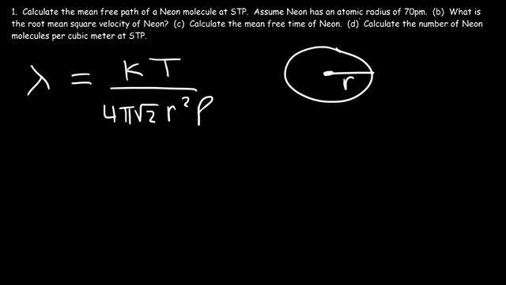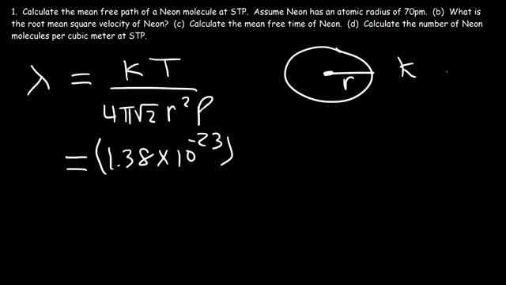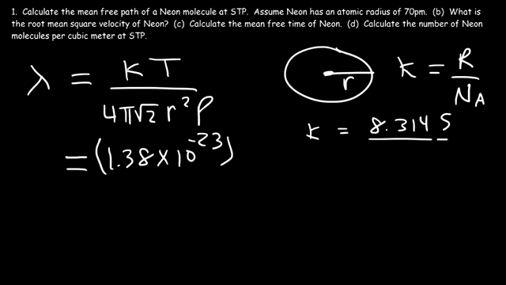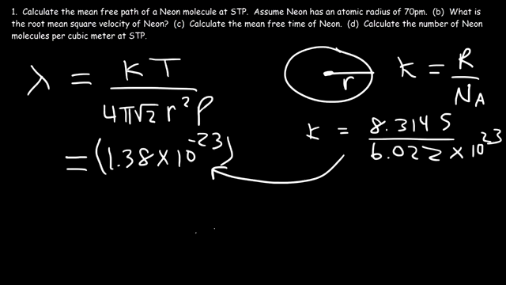So we're given the atomic radius of neon. It's 70 picometers. Now the value of Boltzmann's constant is 1.38 times 10 to the negative 23. If you ever forget this number, you can calculate it by taking R and dividing it by Na. So Boltzmann's constant is 8.3145 divided by Avogadro's number, 6 times 10 to the 23, and that will give you that result.